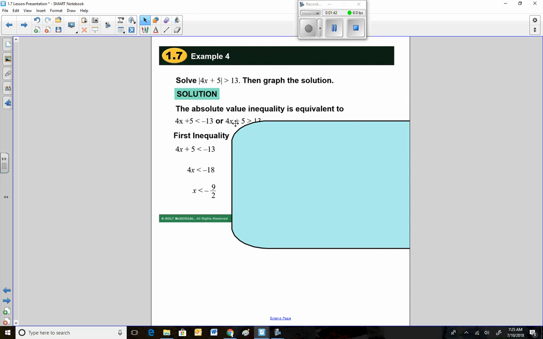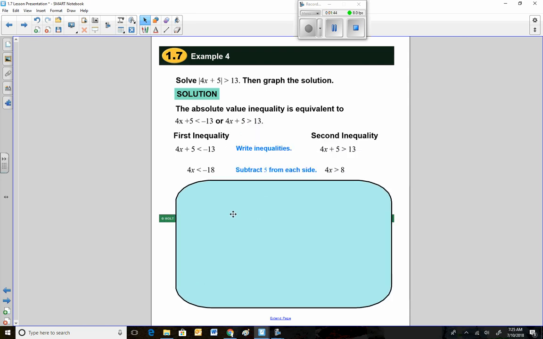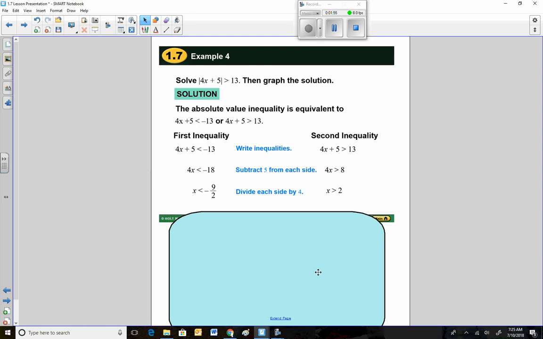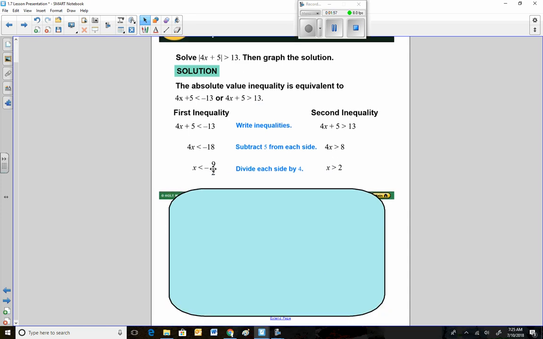Now the other inequality, we're going to do over here. For the second inequality, you subtract your 5 from both sides, you get 8. And then you divide by 4, so you get 2. So those are your two solutions. You're going to have x is less than negative 9 over 2, or x is greater than 2.